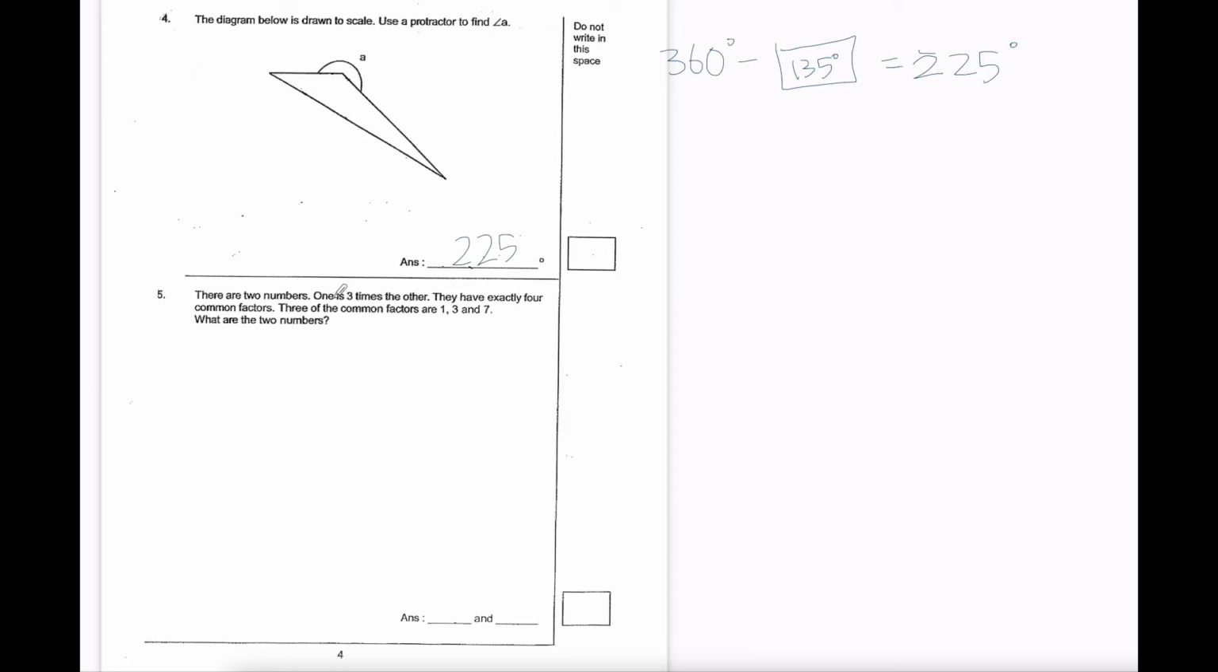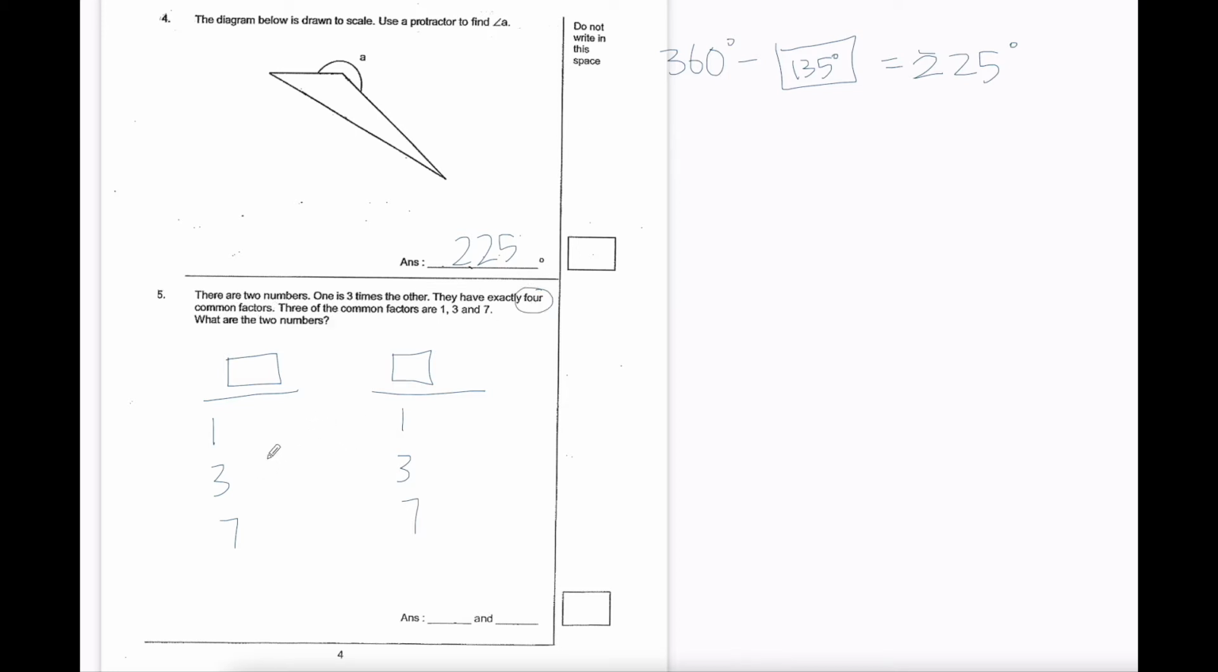There are two numbers. One is 3 times the other. They have exactly 4 common factors, and 3 of the common factors are 1, 3, and 7. So there's one number here and another number here. Okay? I don't know which one. I don't know the numbers yet, but let's find out. This has 1, 3, 7. This has also 1, 3, 7 as factors. And they have 4 common factors. So this is 3 of them.